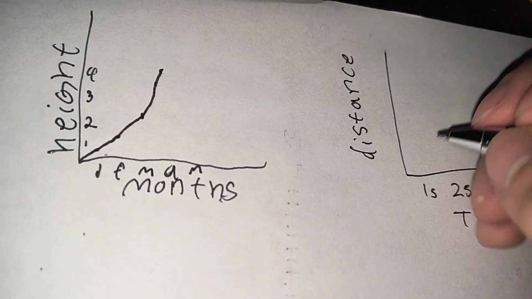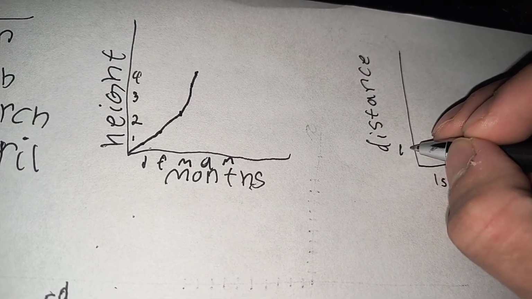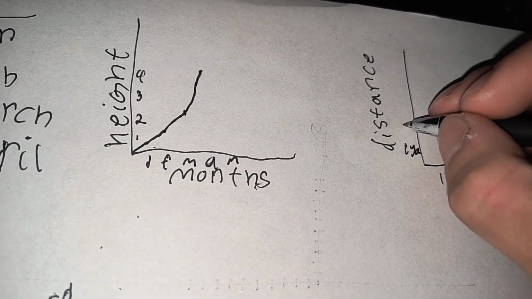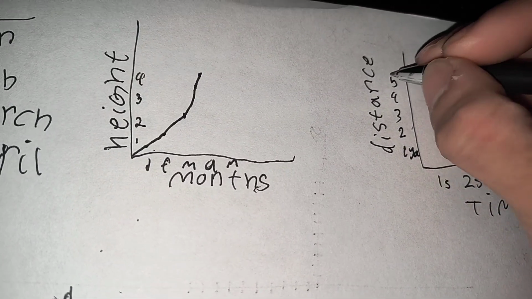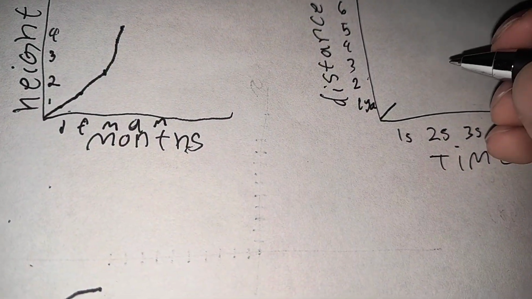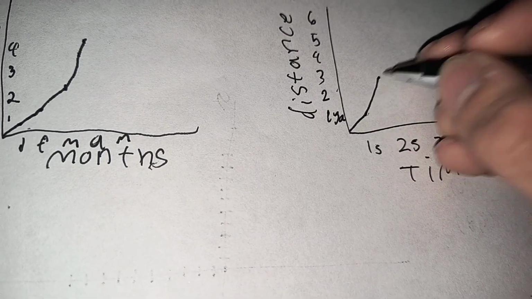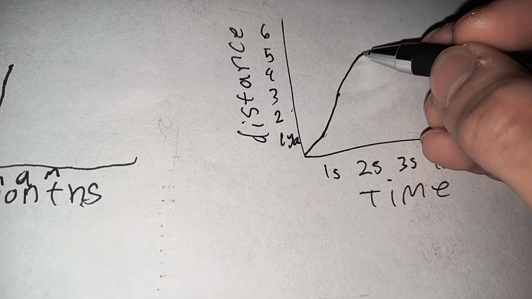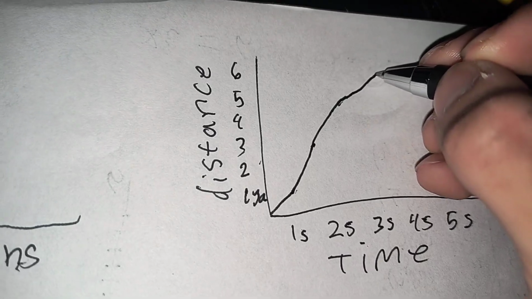And this is, let's say, 1 yard. This is 2 yards. This is 3 yards. This is 4 yards. 5 and 6. So let's say in 1 second you've traveled 1 yard. In 2 seconds you traveled 3 yards. In 3 seconds you traveled 5 yards. In 4 seconds you traveled 6 yards.